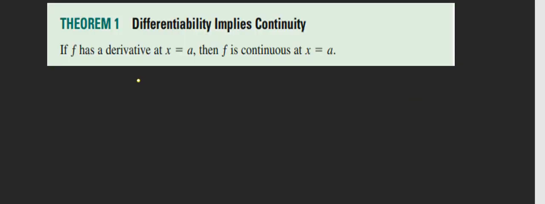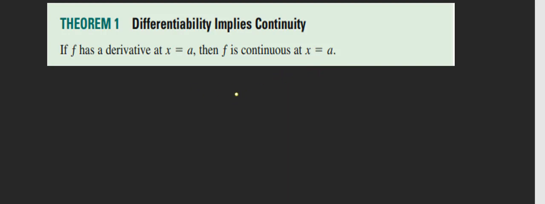The last thing that I want to talk about is that differentiability implies continuity. So if f has a derivative at x equals a, then f is continuous at x equals a. So in other words, if you're able to find the slope, if f is differentiable, then you could automatically conclude that f is continuous at x equals a.